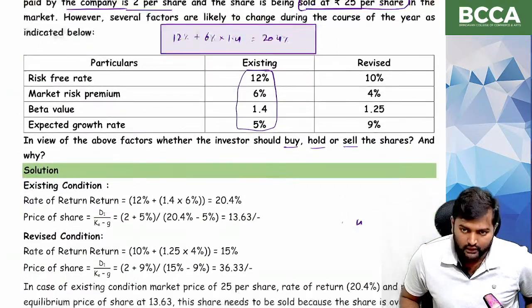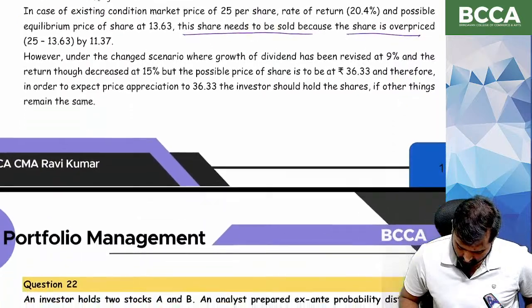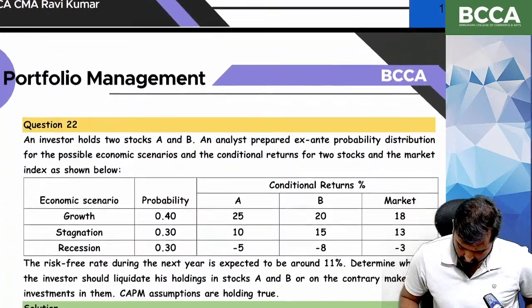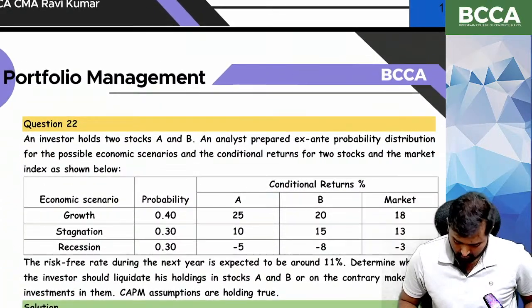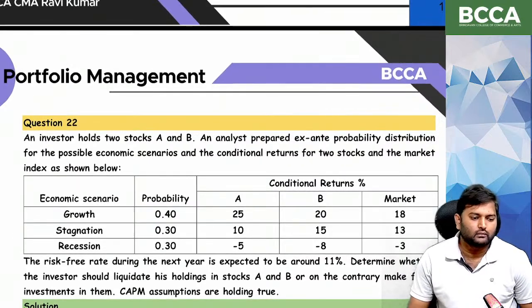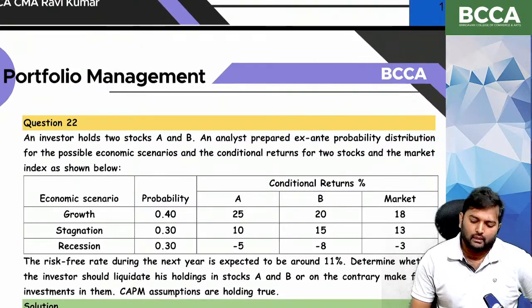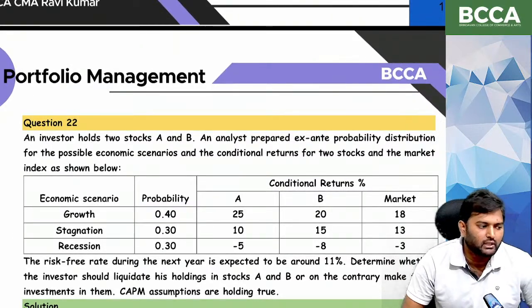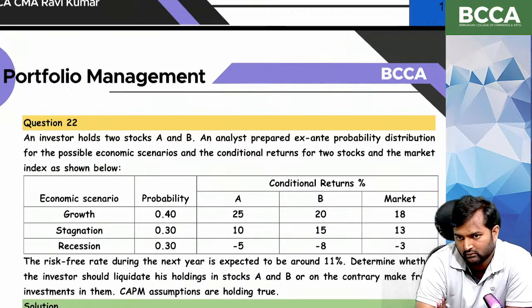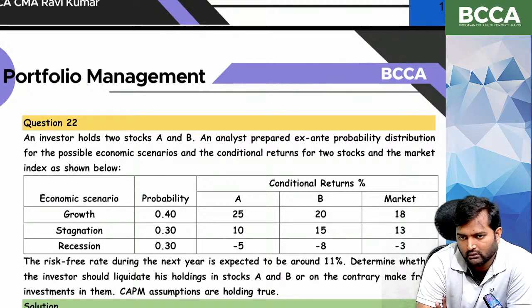Are you okay with question number 21? We got the price of the share as 36.33. So in our perception, the price must be equal to 36.33, but whereas in the market, the price is 25. In the market, share is underpriced. So that's why we would be buying.